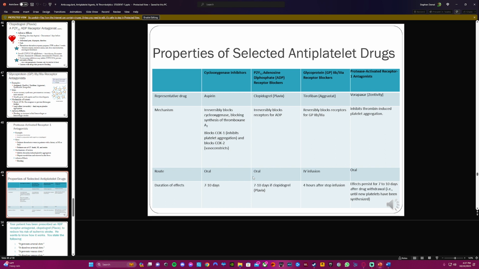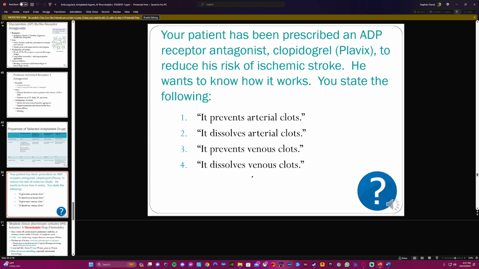Next is protease activated receptor 1 antagonists such as vorapaxar or Zontivity. Mechanism is it inhibits thrombin-induced platelet aggregation. It is given orally, and the effects persist for 7 to 10 days after drug withdrawal or until new platelets have been synthesized.